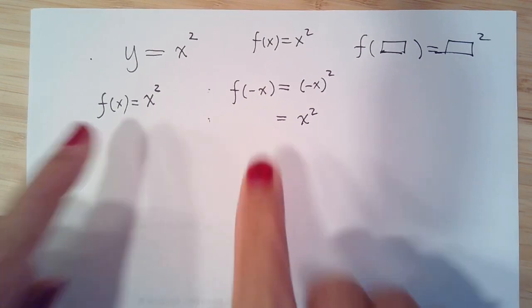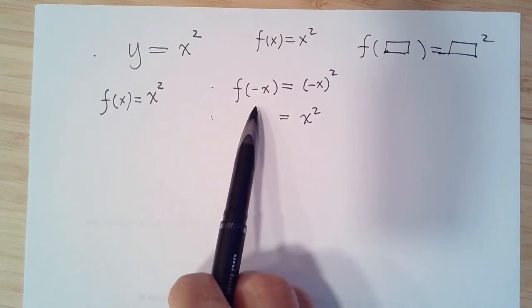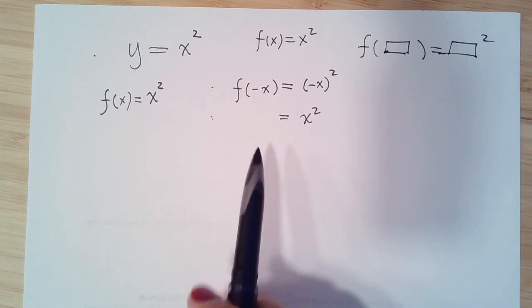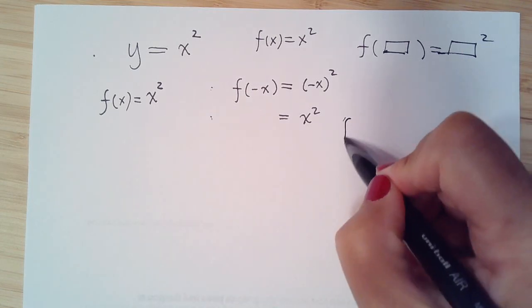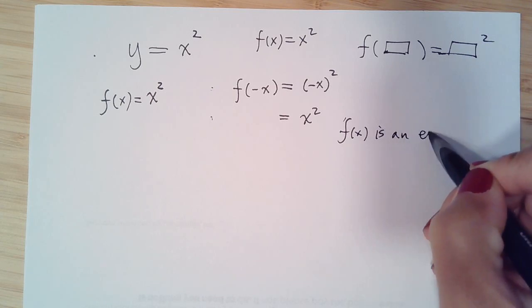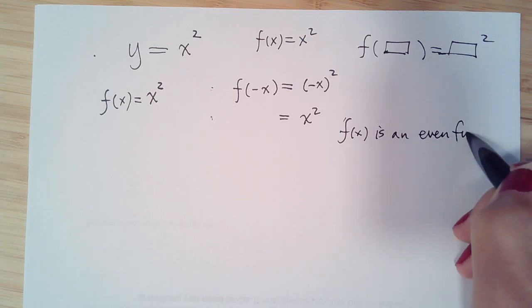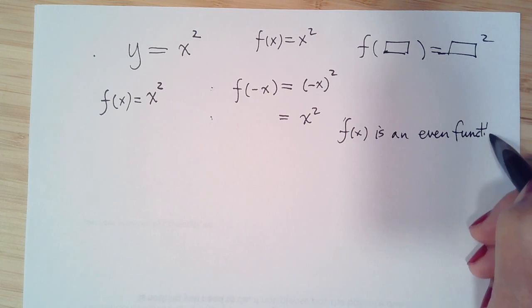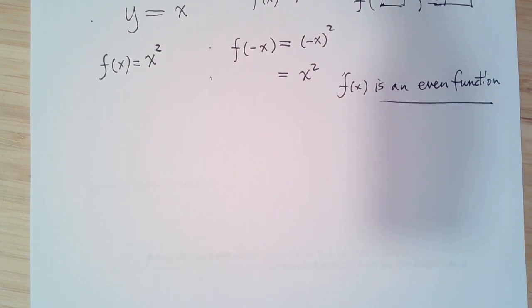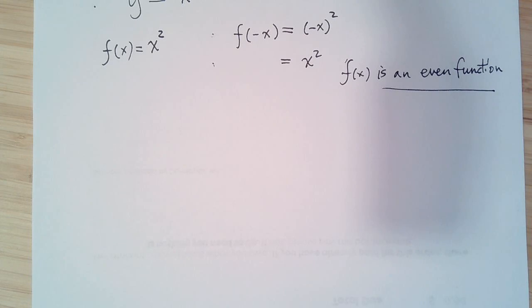So now you see you're putting x and negative x as the input. What do you think about the output? They're exactly the same. Therefore, f of x is an even function. Sounds good? All right, now let me ask you another one.